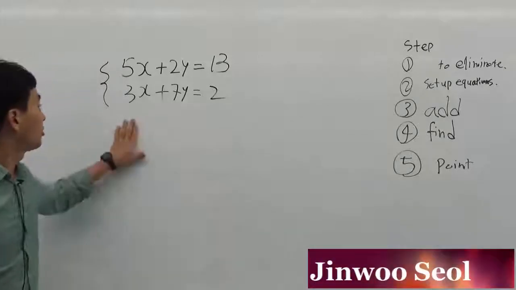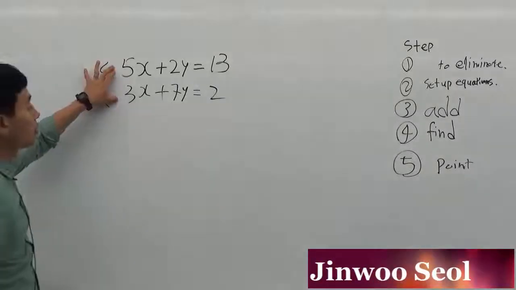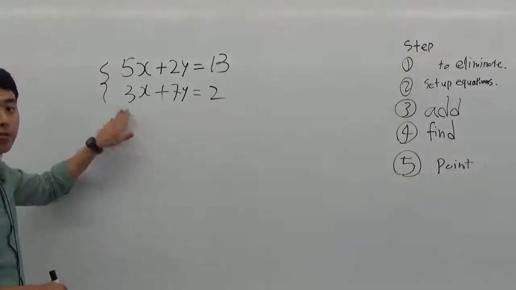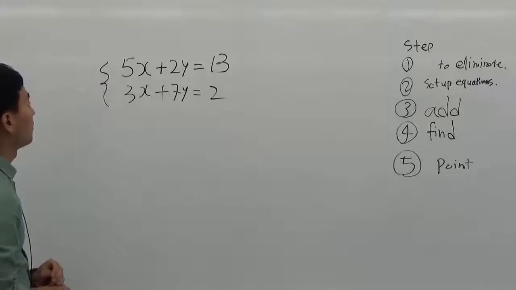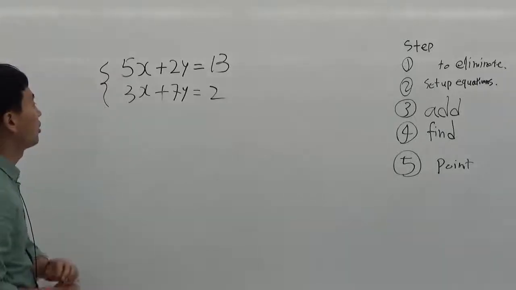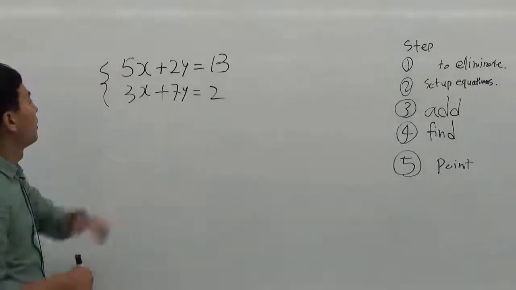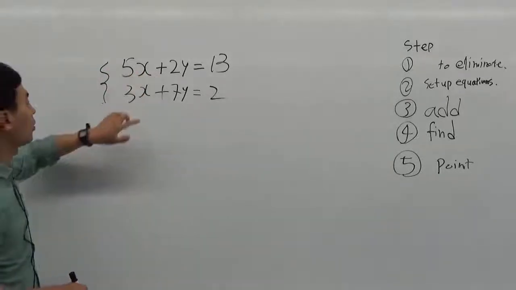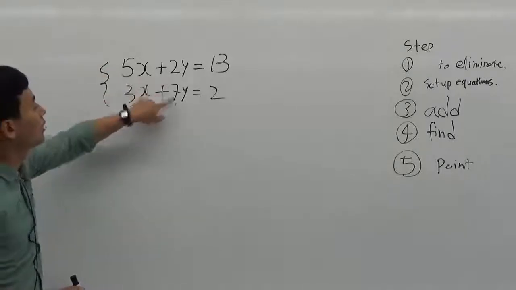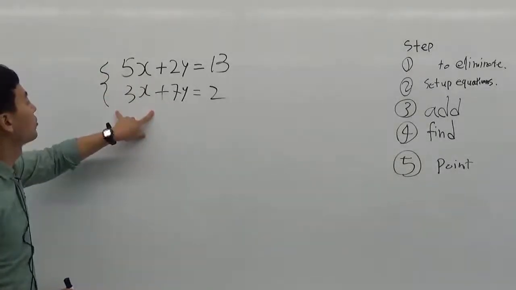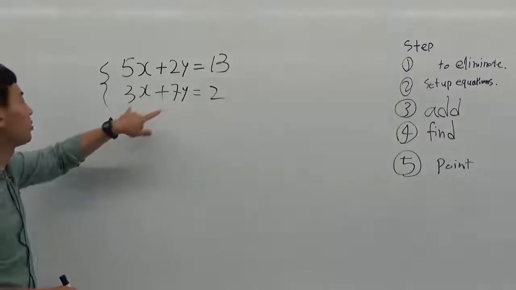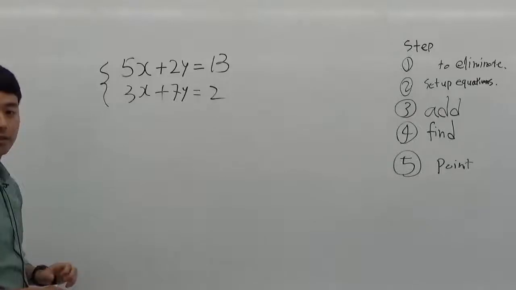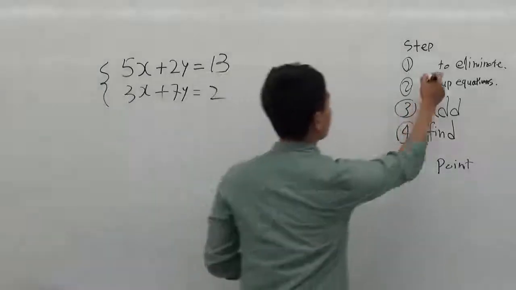Here's another example. There are two equations in two variables, so I will use the elimination method to solve the system. The first step is to choose a variable to eliminate. Their signs are positive and positive, and the coefficients are 5 and 3, 2 and 7, so there's actually no difference between choosing x and y. I'm going to choose x in this question.